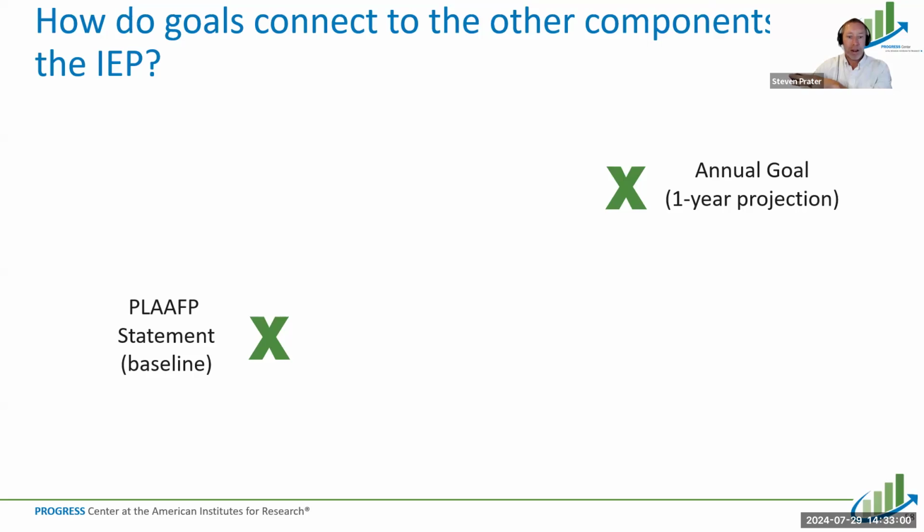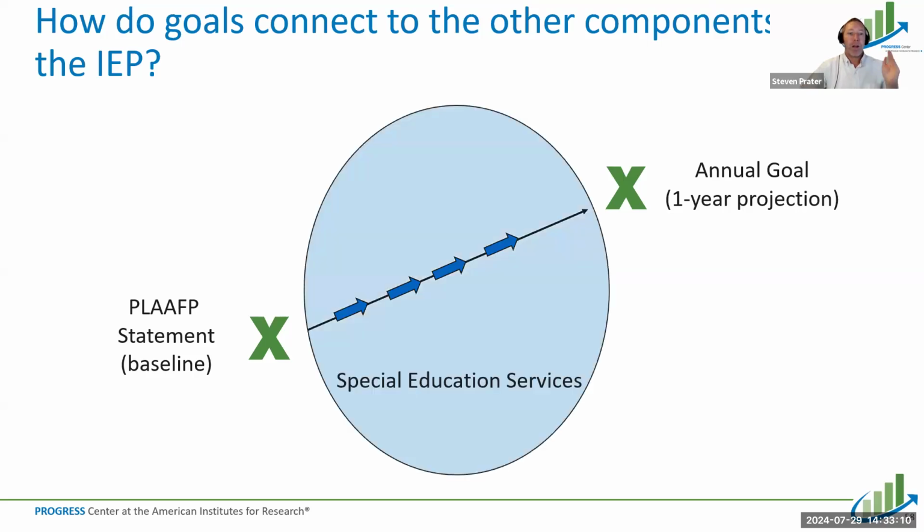So in between there is going to be all the services, the aids, the special education, the specially designed instruction, all the things that you're going to put together to help that student get from that PLAF statement, that baseline, to the goal that you set for them. So all those special education services are going to be set up to help that student get from that baseline to where you want them to be 12 months from now.